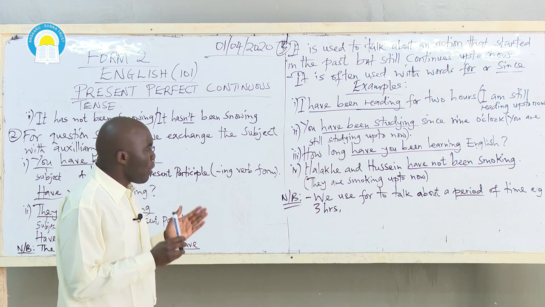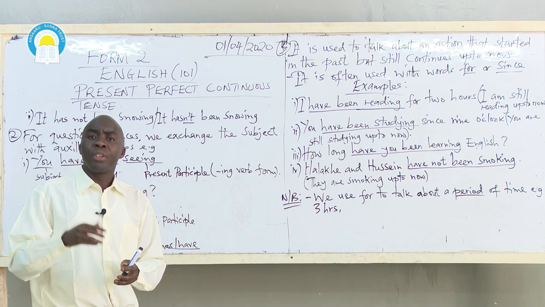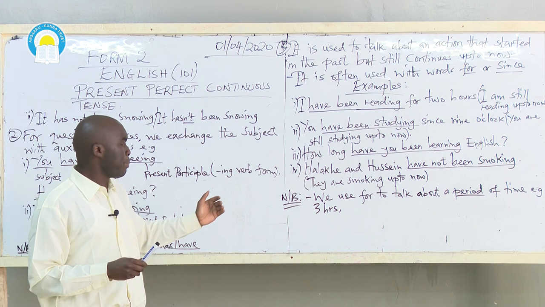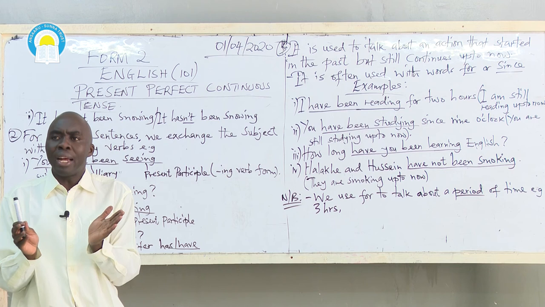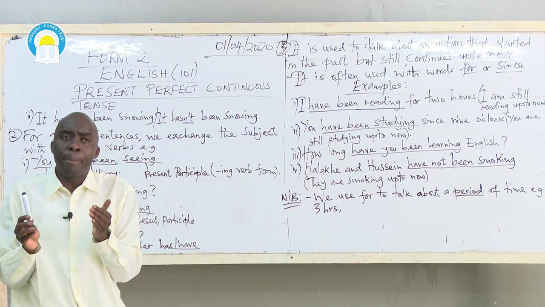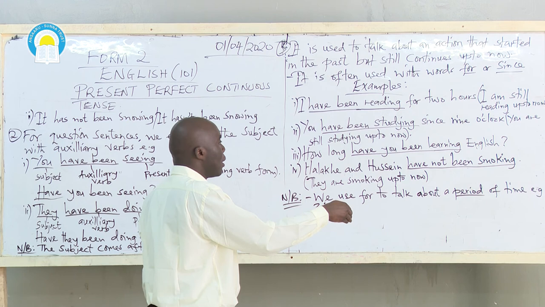I told you earlier on that this grammar part is also linked or related to the cloze test, which is found in English paper one. So you come across a sentence like that where you have been told, for example, I've been learning dash 3 hours. Then you realize that a sentence like that tells you something about a period of time. Then in that case, you're supposed to use the preposition for.